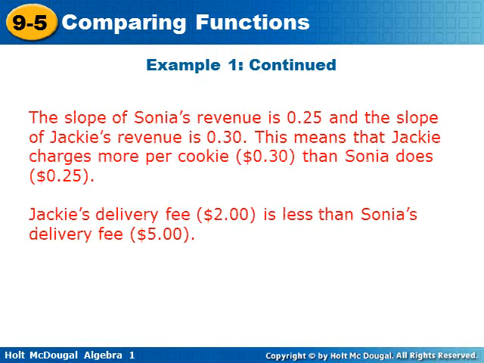The slope of Sonia's revenue is 0.25, or 1/4, and the slope of Jackie's revenue is 0.30. This means that Jackie charges more per cookie, 30 cents, than Sonia does, 25 cents. Jackie's delivery fee, $2, is less than Sonia's delivery fee, which is $5.